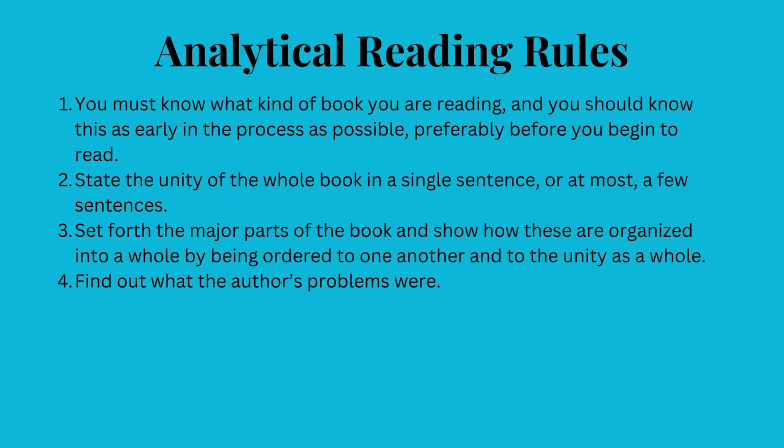Here is a list of the rules from stage 1. As you can see, these rules are to help you take the book as a whole and divide it into parts. The rules are, number 1, you must know what kind of book you are reading, and you should know this as early in the process as possible, preferably before you begin to read. Second rule, state the unity of the whole book in a single sentence, or at most a few sentences. Number 3, set forth the major parts of the book and show how these are organized into a whole by being ordered to one another and to the unity as a whole. And rule number 4, find out what the author's problems were.